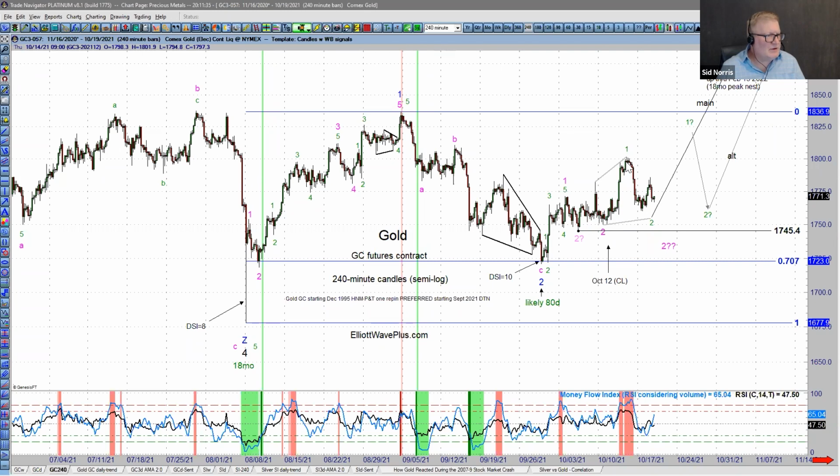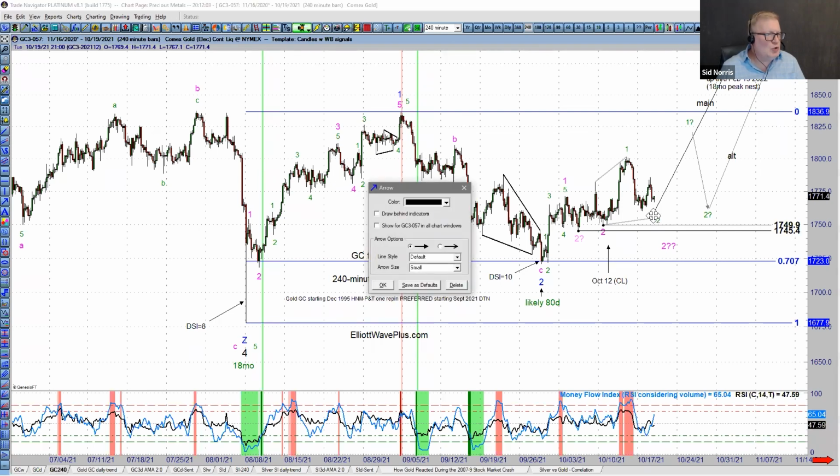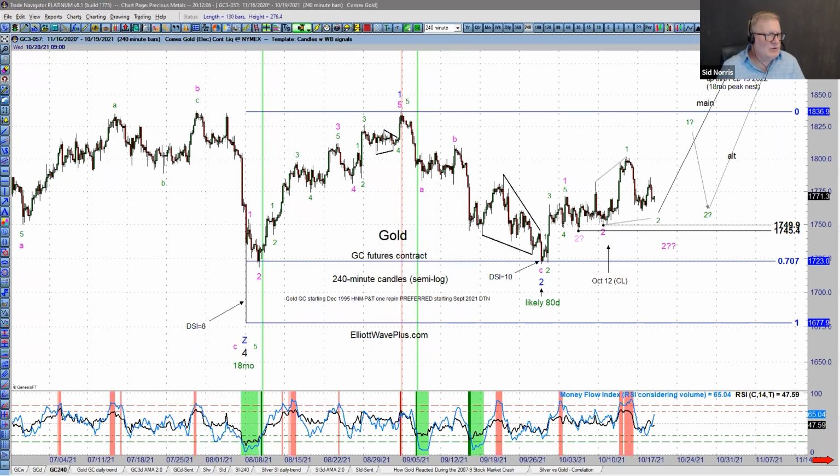Now this looked like a 5. So I'm thinking on my main count, this was a W, X, Y for wave 2. And this was a 5-wave up structure, 1, 2, 3, 4, 5 for another one. And then what that means is that this low right here at 1749.90 becomes the invalidation level.